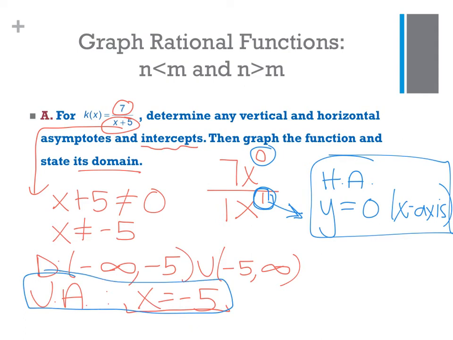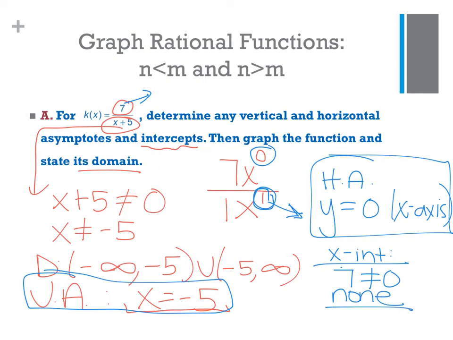I want to know where our intercepts are. So our x-intercepts are when the top part of our rational function, the numerator, is equal to 0. Well, since our numerator is 7, 7 can never equal 0, which implies that since we have no x value in our numerator, the numerator can never equal 0, which implies that we do not have an x-intercept. Okay?